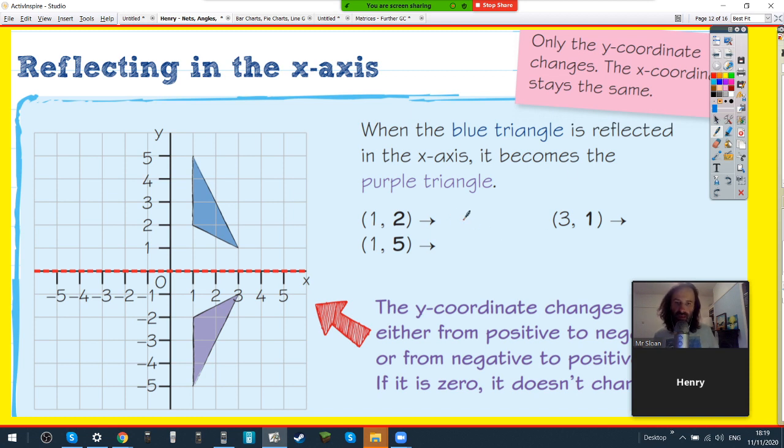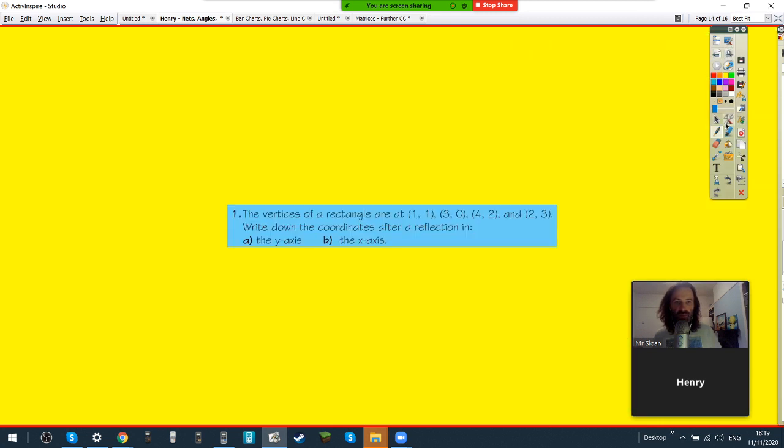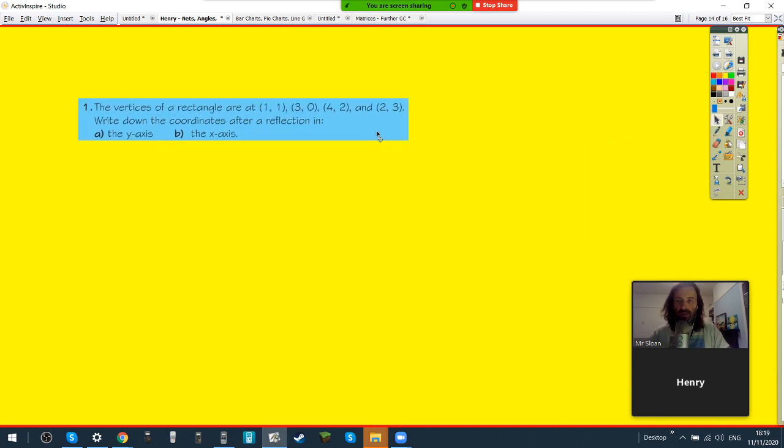Okay, this time the blue triangle became the purple one. And so the point 1, 2. 1 and minus 2. Yep. 1 and minus 5. And 3 and minus 1. Very good. And so a reflection in the x-axis changes the sign of the y-coordinate. So it's always kind of the opposite. How about this?